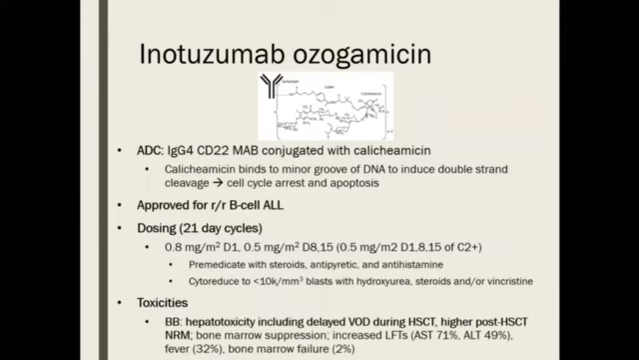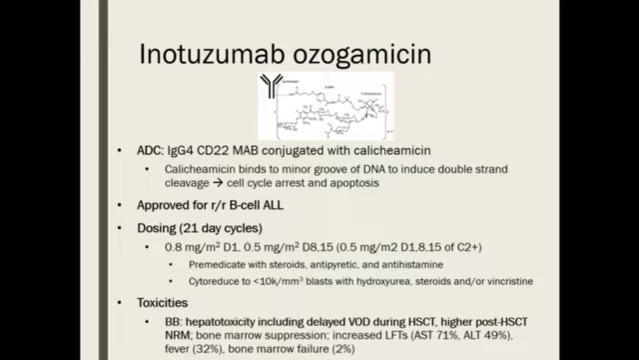And we're coming towards the end of our monoclonal antibodies. This is a product that we don't use, I would say, very commonly. Inotuzumab ozogamicin is an antibody-drug conjugate targeting CD22. We've seen calicheamicin as our drug payload before. After being internalized and cleaved, calicheamicin binds to the minor groove of DNA to induce double-strand cleavage, cell cycle arrest, and apoptosis.